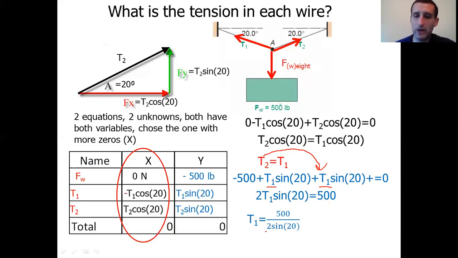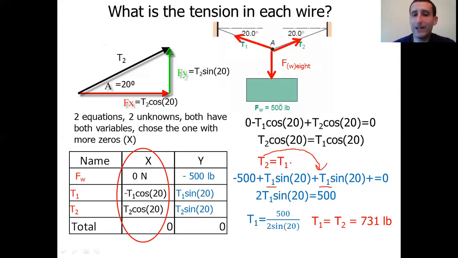And then again, all that stuff on the right is a number. And so our calculator will give us an actual value for that. Comes out to be 731 pounds. So T1 is 731 pounds. And because we learned earlier that T1 was equal to T2, T2 is also 731 pounds.